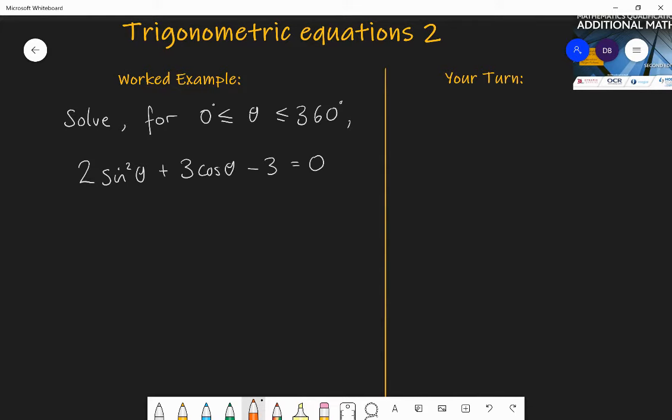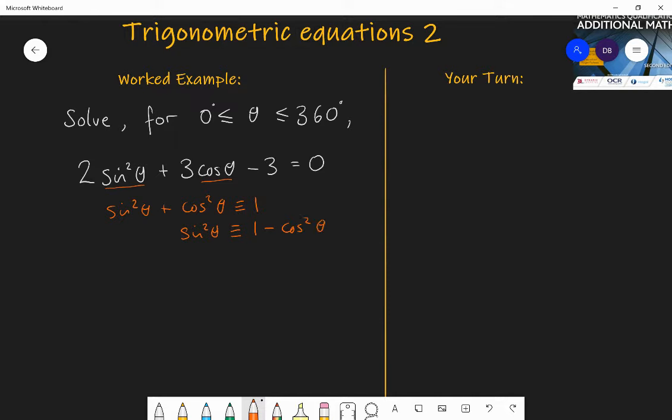Now we have cos theta and we have sine theta. So we've got to think, is there a way of rewriting this so that we have one trigonometric function? Well, we know that sine squared theta plus cos squared theta is equal to 1. So since sine squared theta plus cos squared theta is always equal to 1, then I know that sine squared theta is always equal to 1 minus cos squared theta.